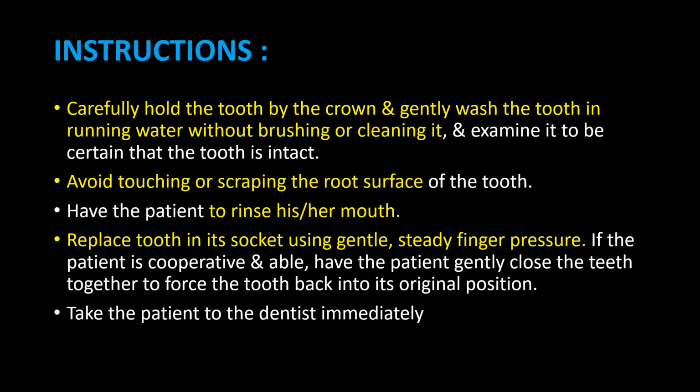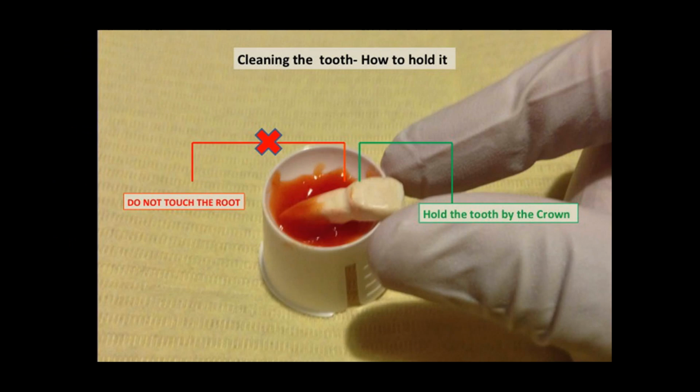Replace the tooth in its socket using gentle, steady finger pressure. If the patient is cooperative and able, have the patient gently close the teeth together to force the tooth back into its original position. Take the patient to the dentist immediately. Here's the picture of cleaning the avulsed tooth for your reference.